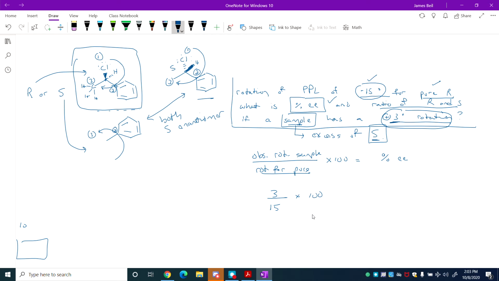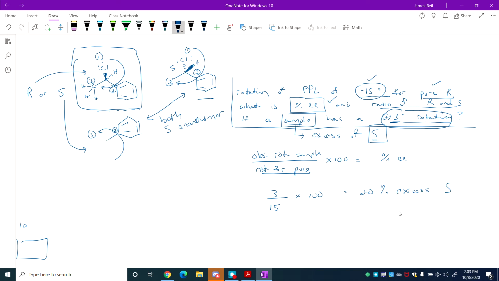So if I put that in my calculator, I believe I get 20%. Let me just double check that here. 3 divided by 15 is 20%. So that's 20% excess S.